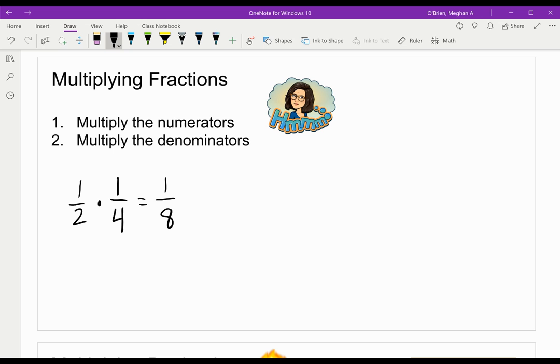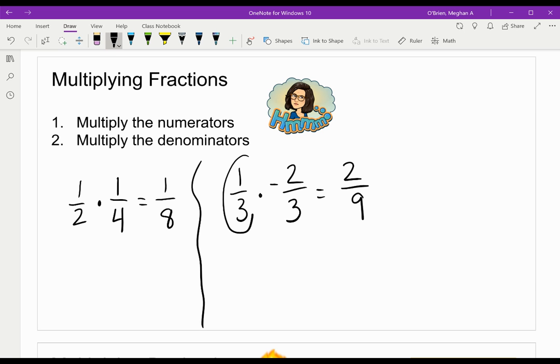Okay. What if we had a positive times a negative? We'll do 2/3. So I have to multiply my numerators. 1 times 2 is 2. And multiply the denominators. 3 times 3 is 9. And then I just have to remember my rules. If one is positive and one is negative, their signs are different. So that results in a negative product.